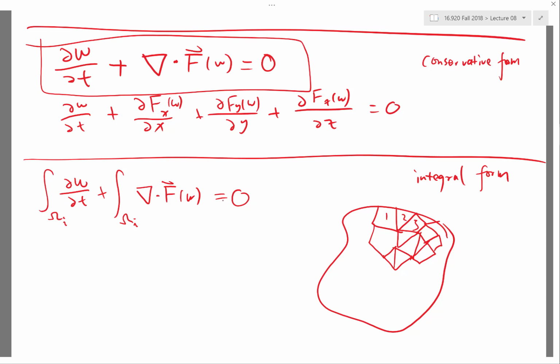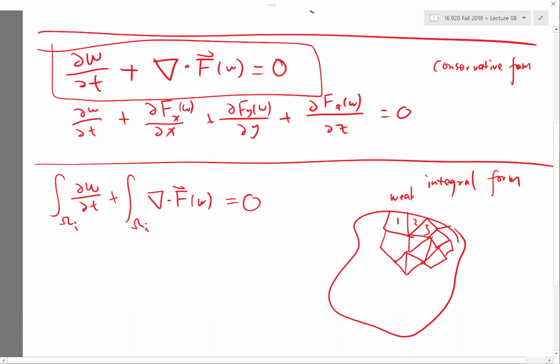It's a necessary but insufficient condition. Okay, so this is weaker than the conservative form.